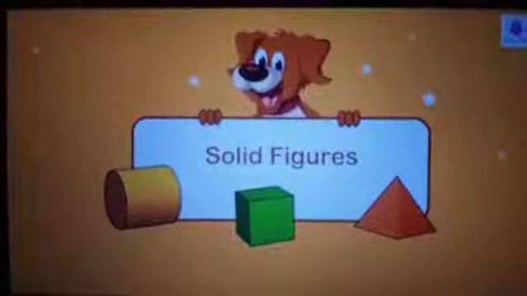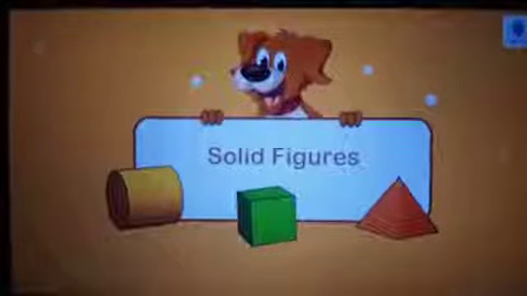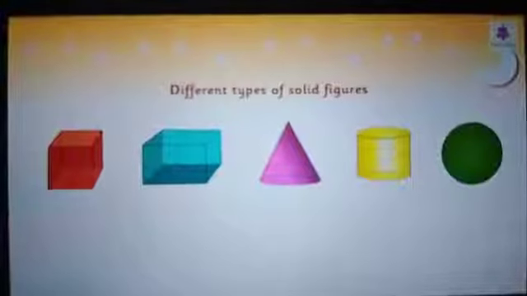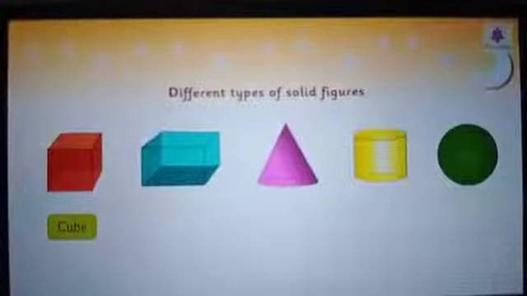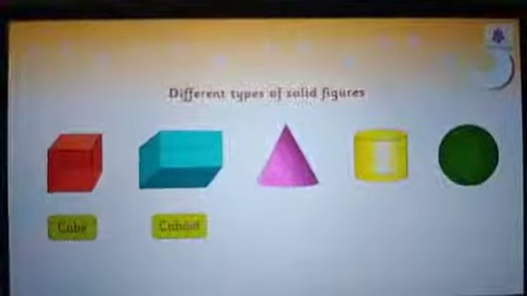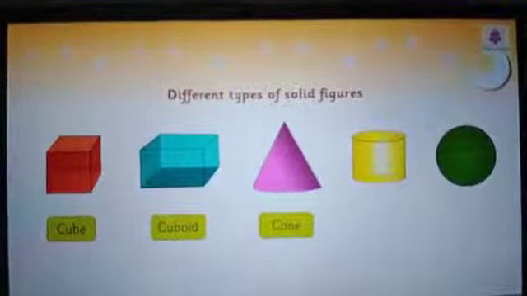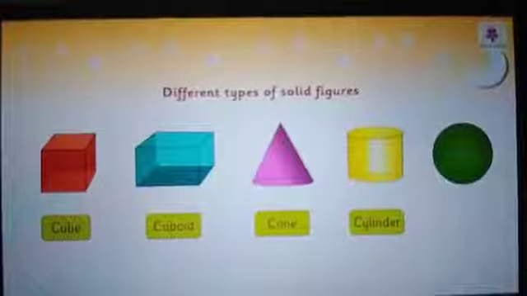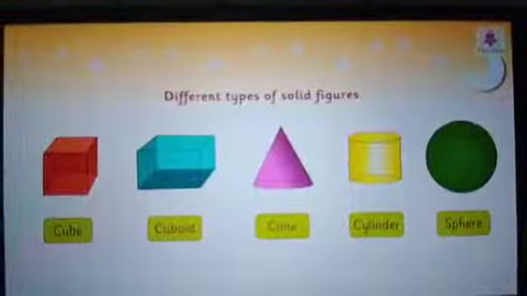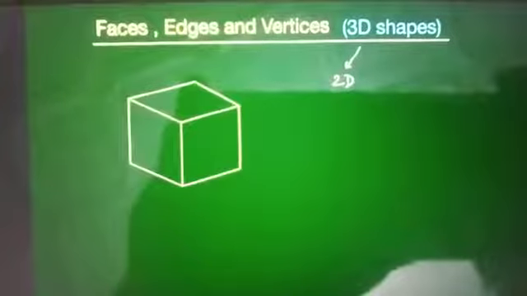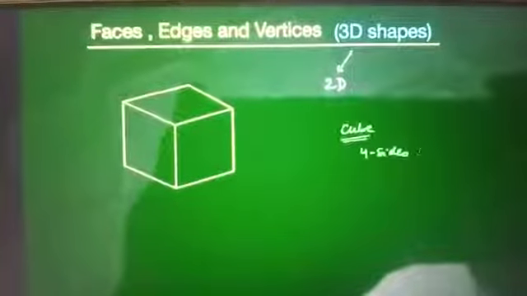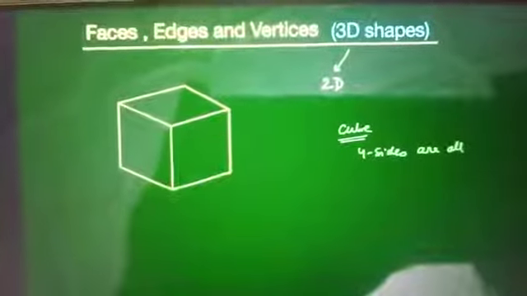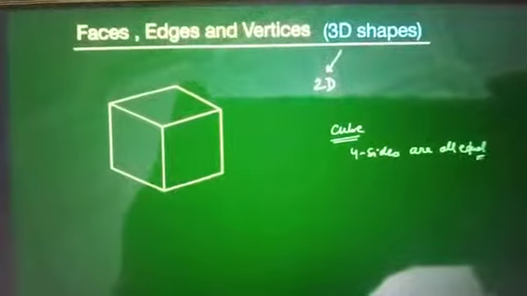Students, today we will learn about some solid figures. Different types of solid figures are cube, cuboid, cone, cylinder and sphere. Students, let us learn how many faces, edges and vertices a cube has. Its four sides all are equal.